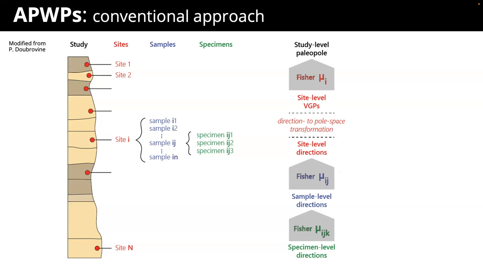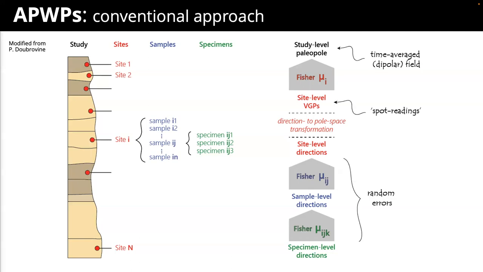It's worth mentioning in passing that in the older world, we actually made this direction to pole space transformation at the next level up. So computing a study level mean direction and then casting that into pole space.